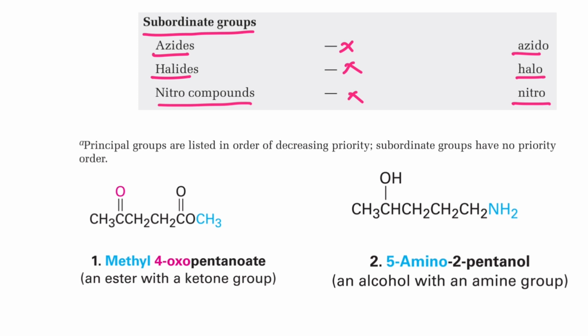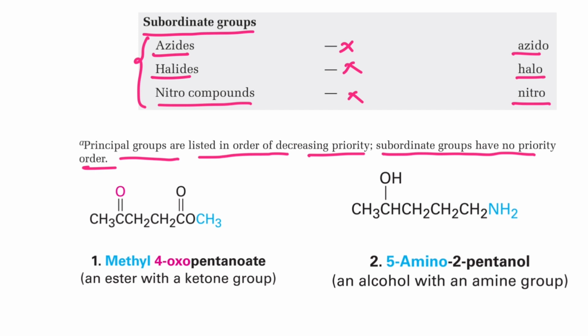So whatever principal groups I have given, they are listed in the order of decreasing priority. First priority is a carboxylic acid, last priority is an alkane. Subordinate groups have no priority order, that you have to keep in mind. So these have no priority, only the earlier ones, 1 to 20, have the priority order.